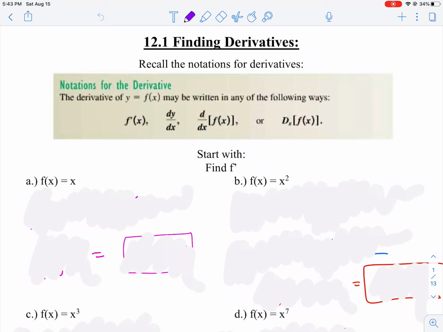All right, we're now in chapter 12, where we're going to continue finding derivatives, but instead of doing it the long way, the limit as h approaches 0 of f of x plus h minus f of x all over h, there has to be an easier way, right? Because what happens when our functions get a little more complex? Well, then doing that long limit definition is going to be really hard.